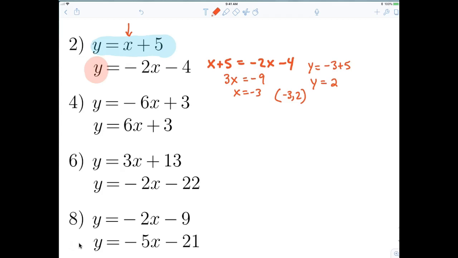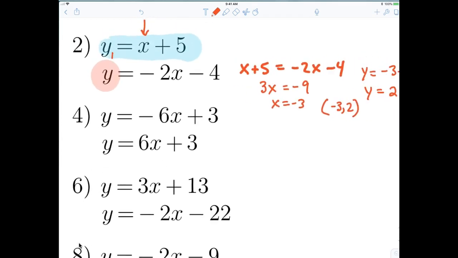Now everybody take out your handy-dandy calculators real quick, please. Under y1, type in x plus 5. And under y2, type in negative 2x minus 4. Listen, guys, there's a negative and a minus. If it says syntax error, you plugged in a negative instead of a minus. Type both those in, please.